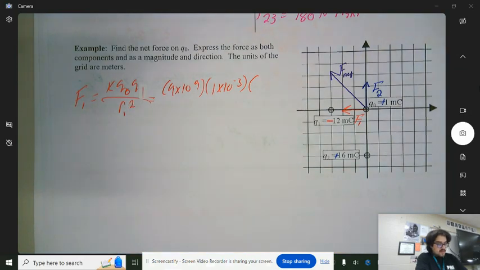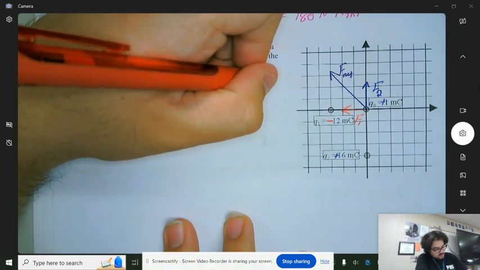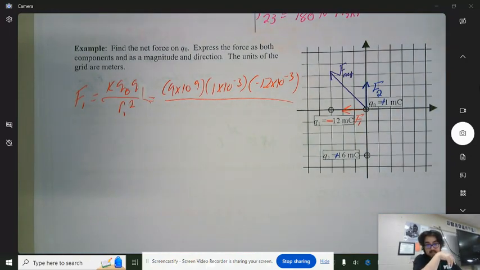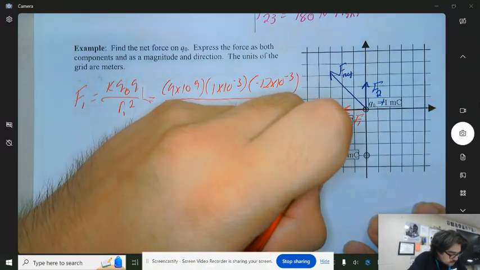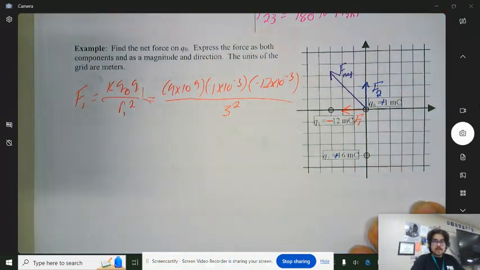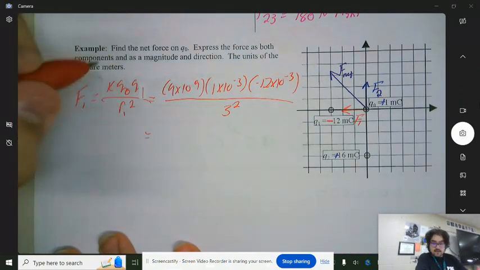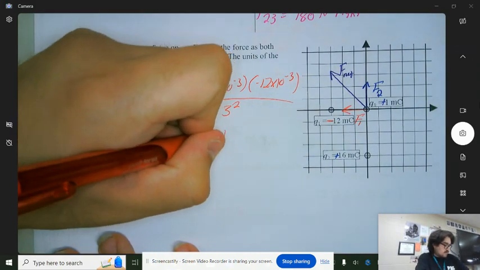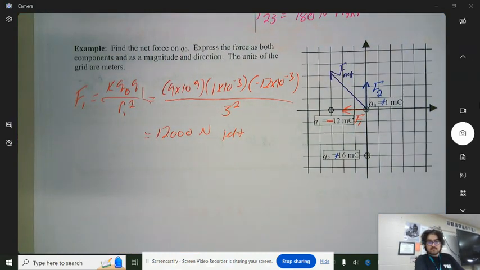Q1 has a charge of negative 12 millicoulombs, negative 12 times 10 to the negative 3rd, okay? And then the distance between the two is 1, 2, 3, okay? 3 squared. And you would put that into your calculator and you would end up getting 12,000 newtons to the left.